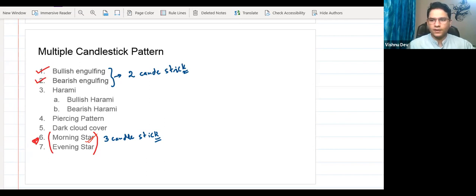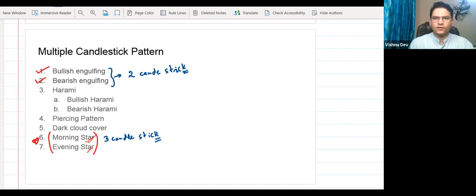Shows trend reversal. So that is why it is formed at the end of the downtrend. And what about evening star? Sir, it is formed at the end of the uptrend. Right? So evening star is just opposite to morning star.